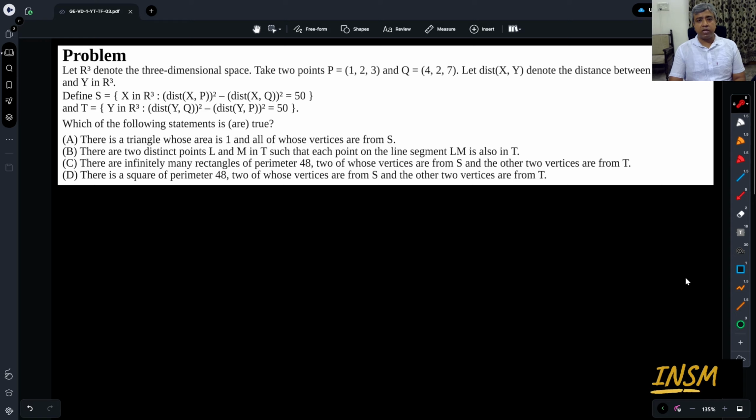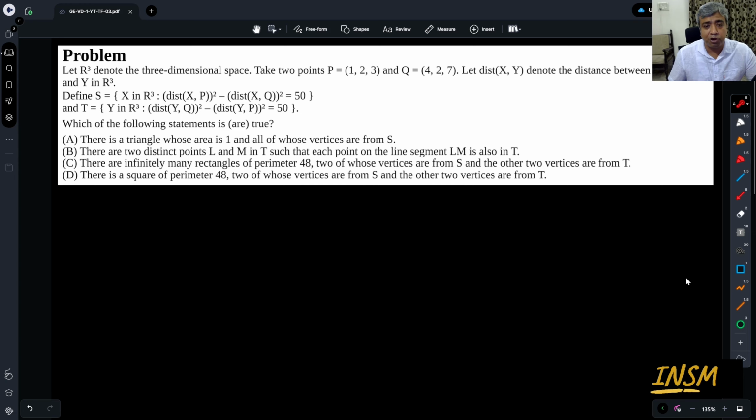There is a triangle whose area is 1 and all vertices are from set S. There are two distinct points L and M in set T such that each point on the line segment LM is also in T. Then there are infinitely many rectangles of perimeter 48, two of whose vertices are on set S and two are on T. And there's a square of perimeter 48, two of whose vertices are on S and other two are on T.